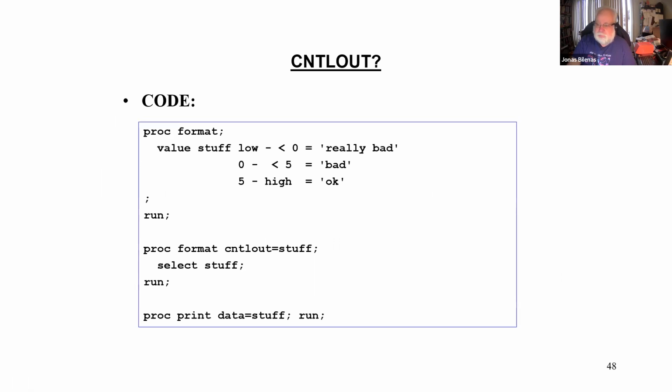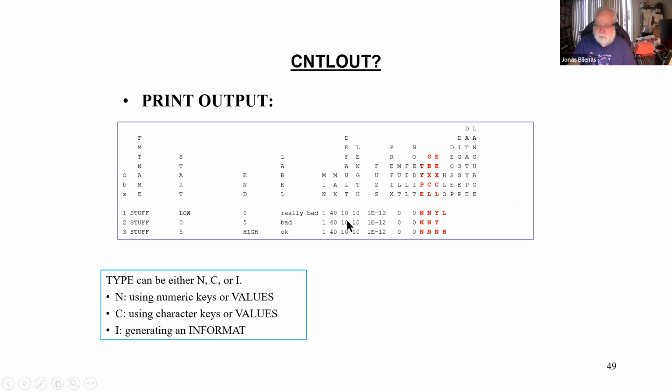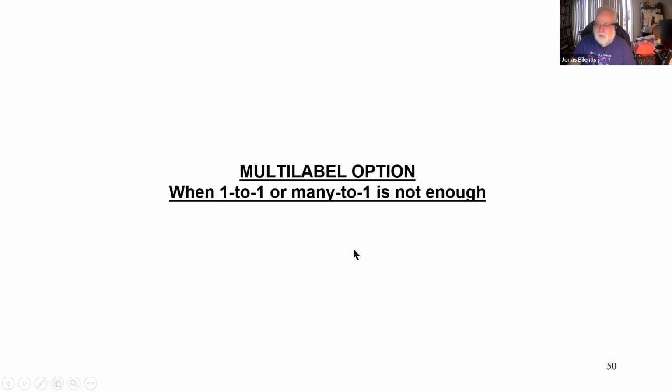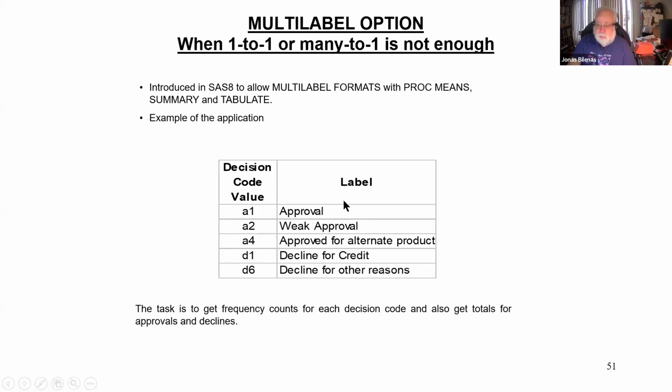So what we're looking at here, oh, this is a CNTLOUT, so you get a lot of information. Now, multi-label, I don't use it that much, but it's where you want to have one-to-many, rather than one-to-one, which is what PROC FORMAT normally provides, or you need to modify it if you're going to match it out to another label.